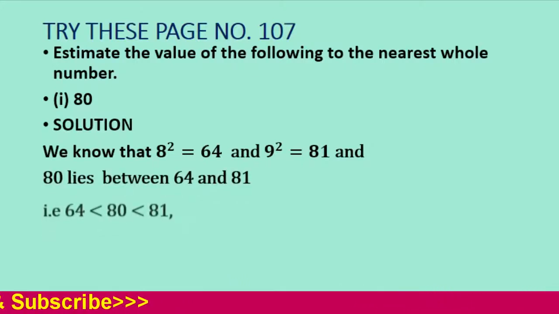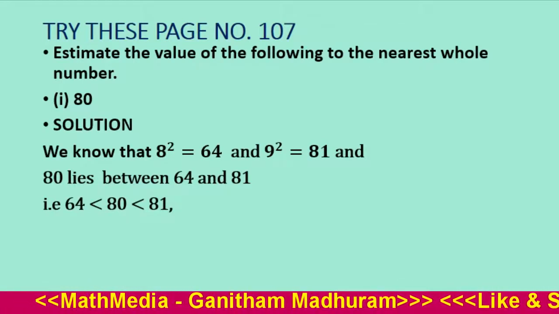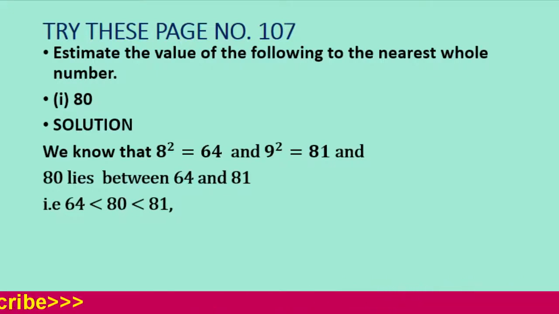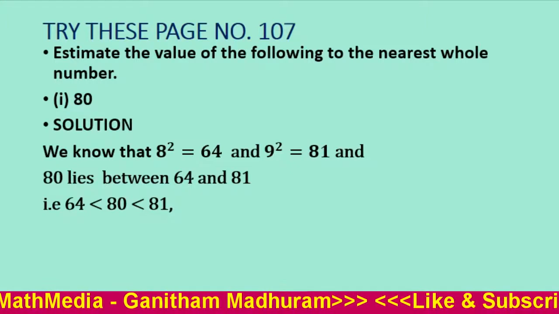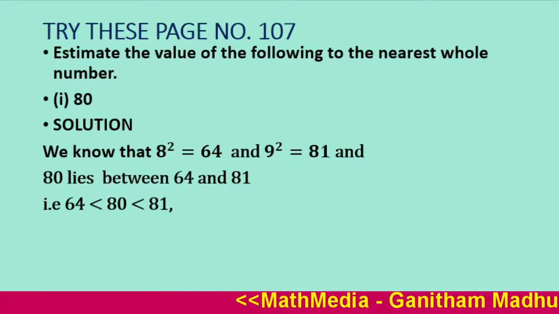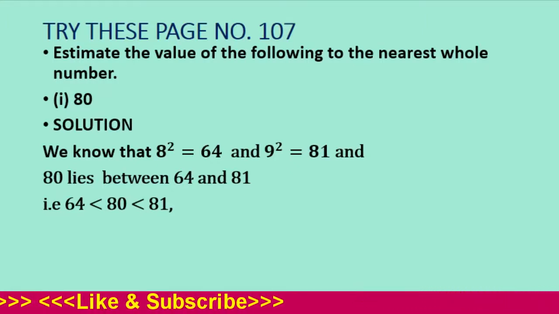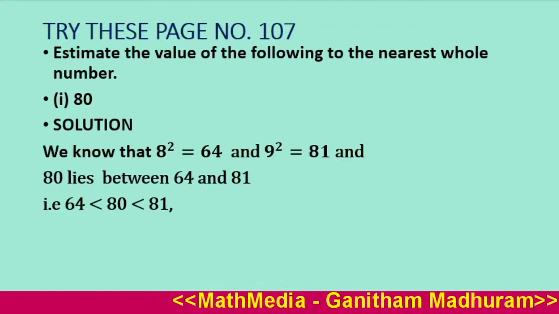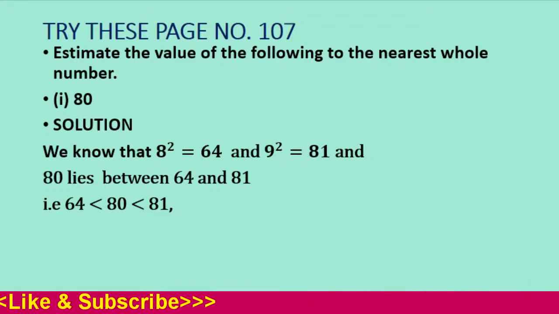So we can write 64 less than 80 less than 81. Now you can take the difference between 80 and 64, 80 and 81. Which difference is very less, that number we can take. Here the difference between 80 and 81 is 1. That means 80 is very much closer to 81. So we can take the square root of 81 as the square root of 80.